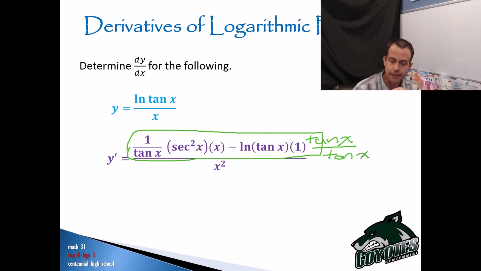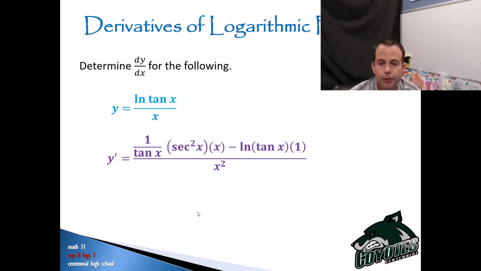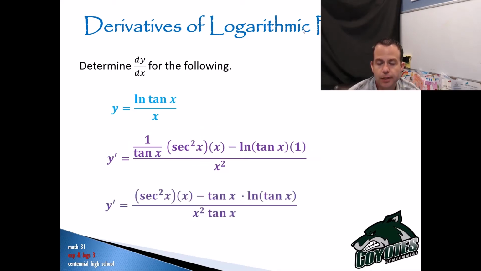Okay, and so my simplified version, just let me get rid of this ink for you. The simplified version of that is secant squared x times x minus tan x ln tan x all over x squared tan x. Now that I'm happy with as far as simplification, I don't need you to take it any further than that. If you did want to try and take it further, you can, as long as you do it right. But I'm happy with where we are right here.